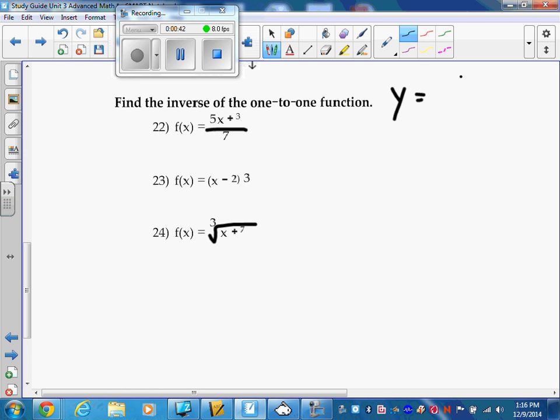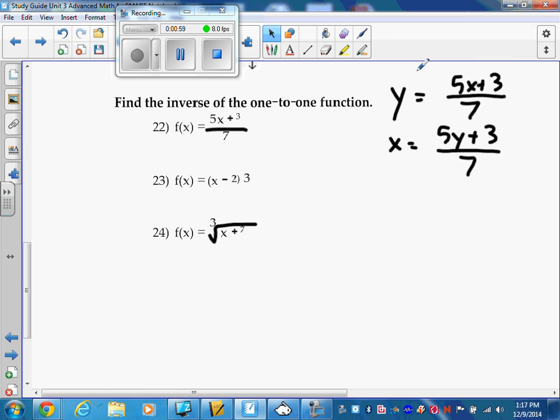Y equals 5x plus 3 divided by 7. The very first thing that I want to do is switch x and y. So x equals 5y plus 3 over 7. Now, I'd like to undo this problem on the right so that I can solve for y. So, the opposite of dividing by 7 is multiplying by 7. I'm going to multiply both sides by 7.